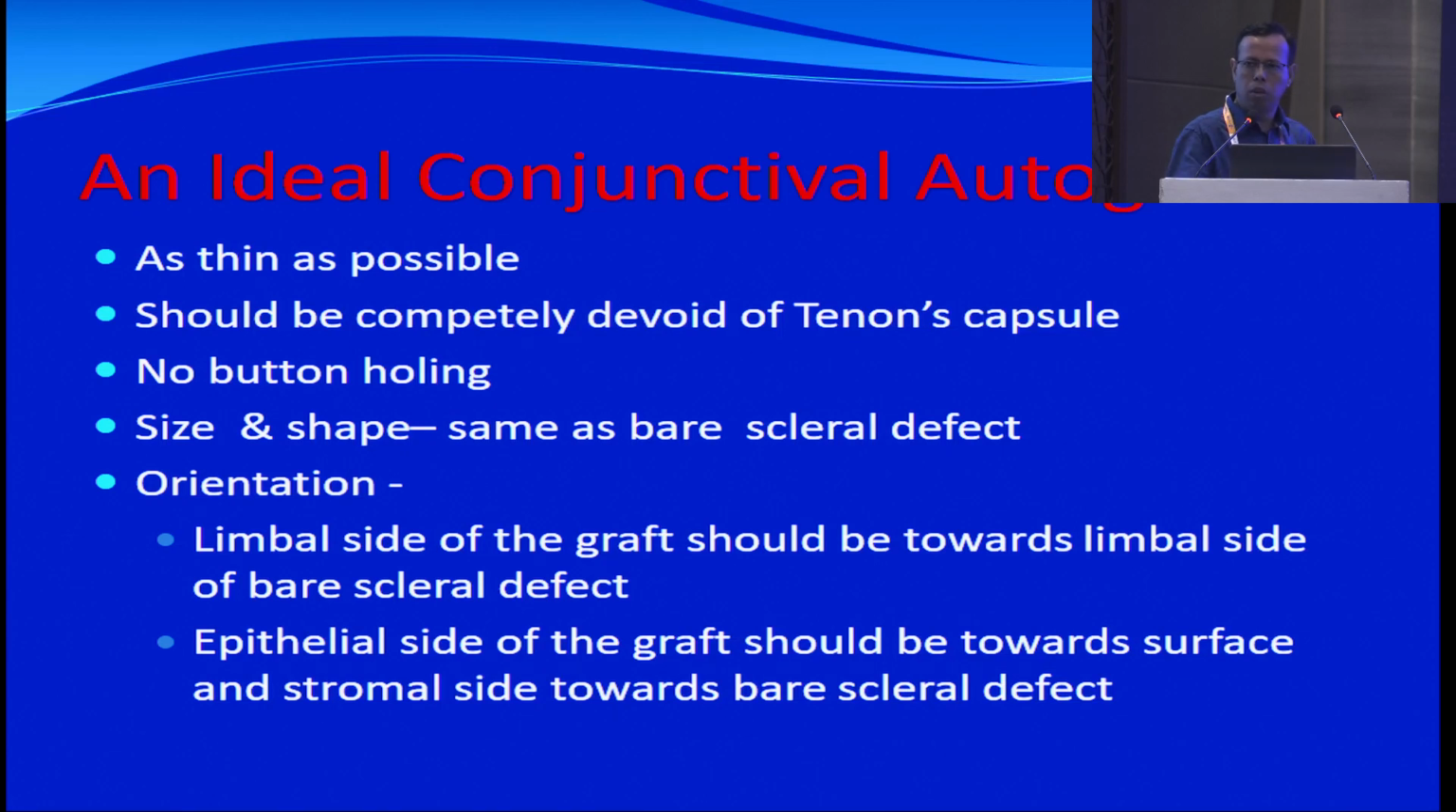And also the orientation of this conjunctival autograft is very important. The limbal side of the graft should be toward the limbal side of the bare scleral defects, and the epithelial side of the graft should be toward the surface and the stromal side toward the bare scleral defects.